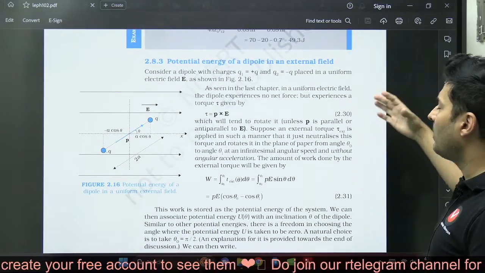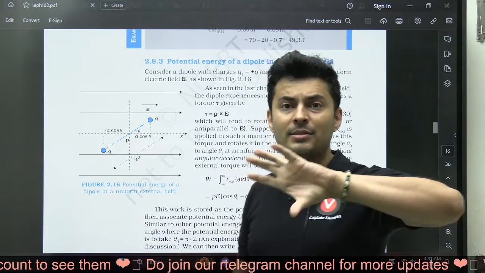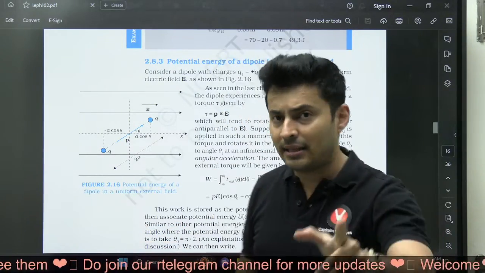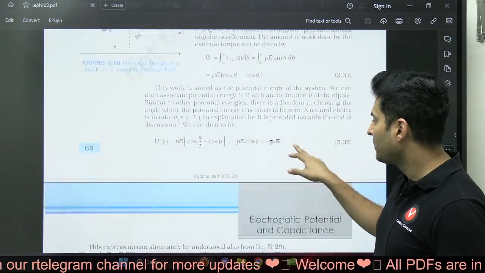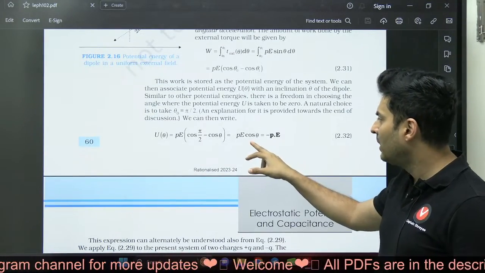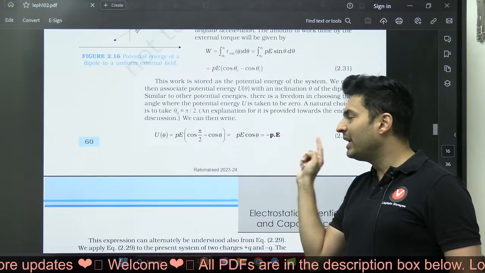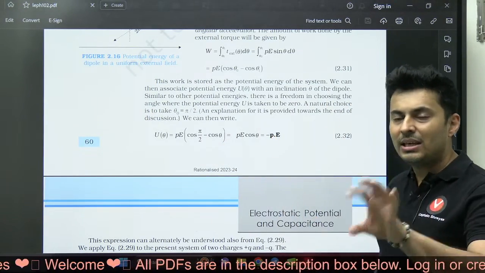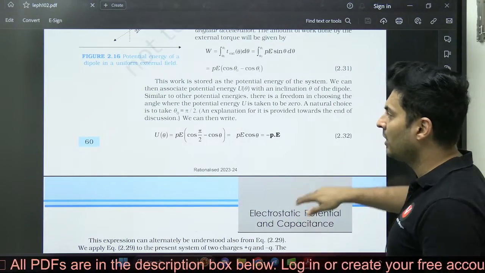Potential energy of a dipole in an external field. When you take a dipole and put it in an external field, it experiences torque, also experiences energy, and that energy is given by minus pE cos theta. So there is a minus sign here. So it should be minus P dot E. So pE cos theta is P dot E. P is the dipole moment, E is the external field.